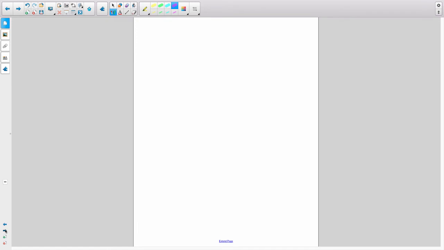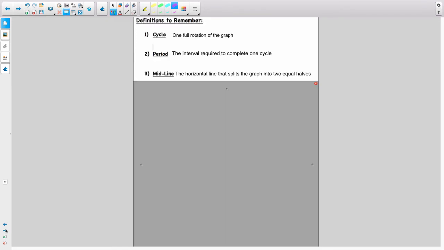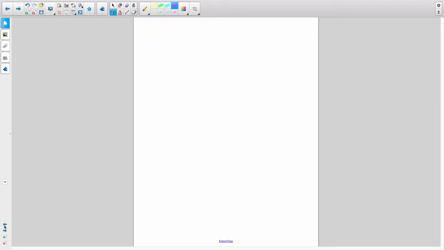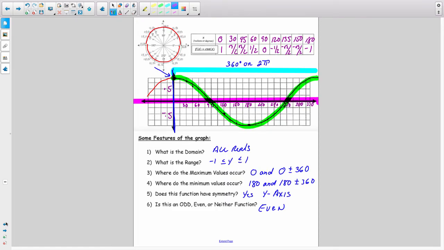And that's important to know the midline because of our next definition, amplitude. Amplitude is just how high is this thing? You know, how tall has this graph gotten? But in respect to the midline, it's just not the number on the y-axis. So for example, looking back at maybe the cosine.